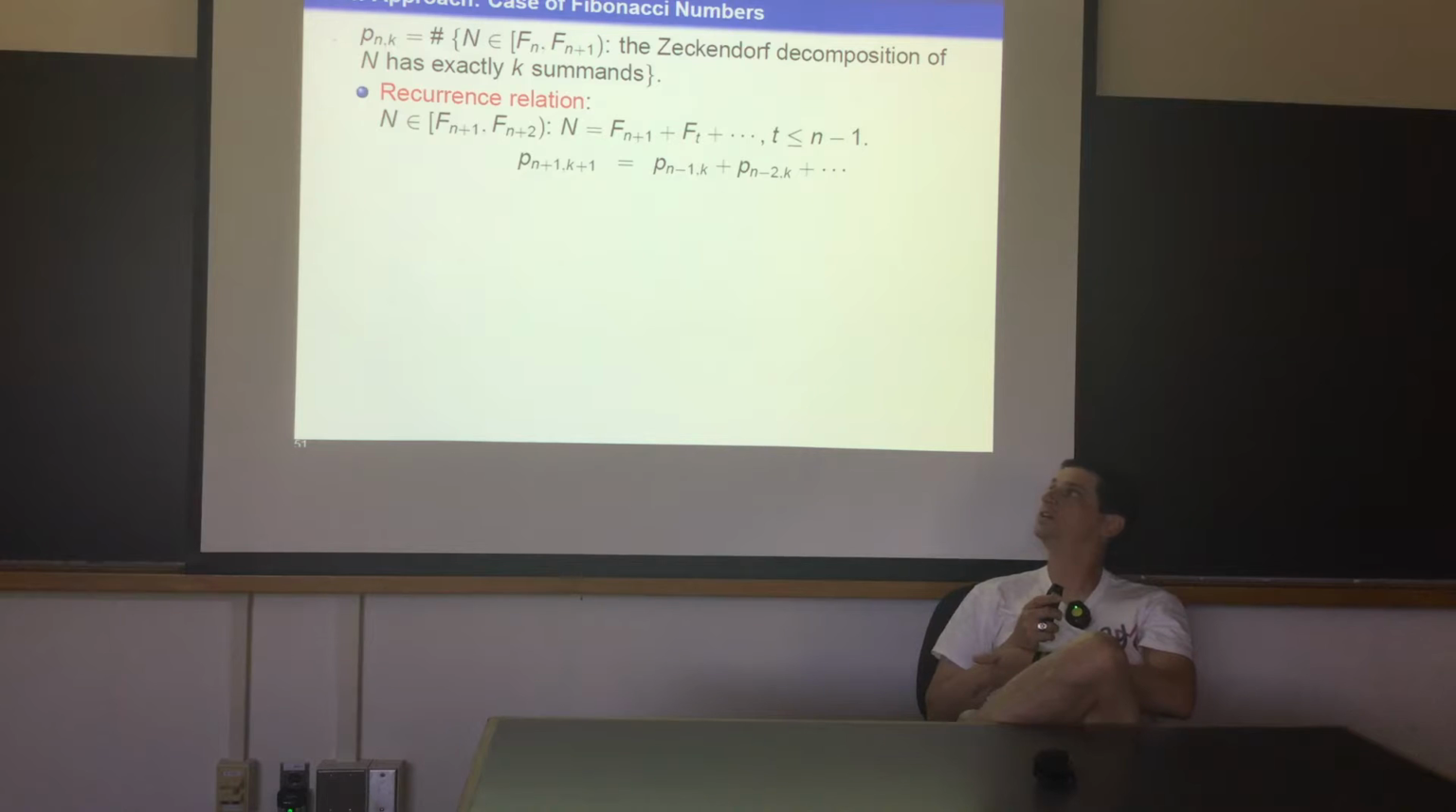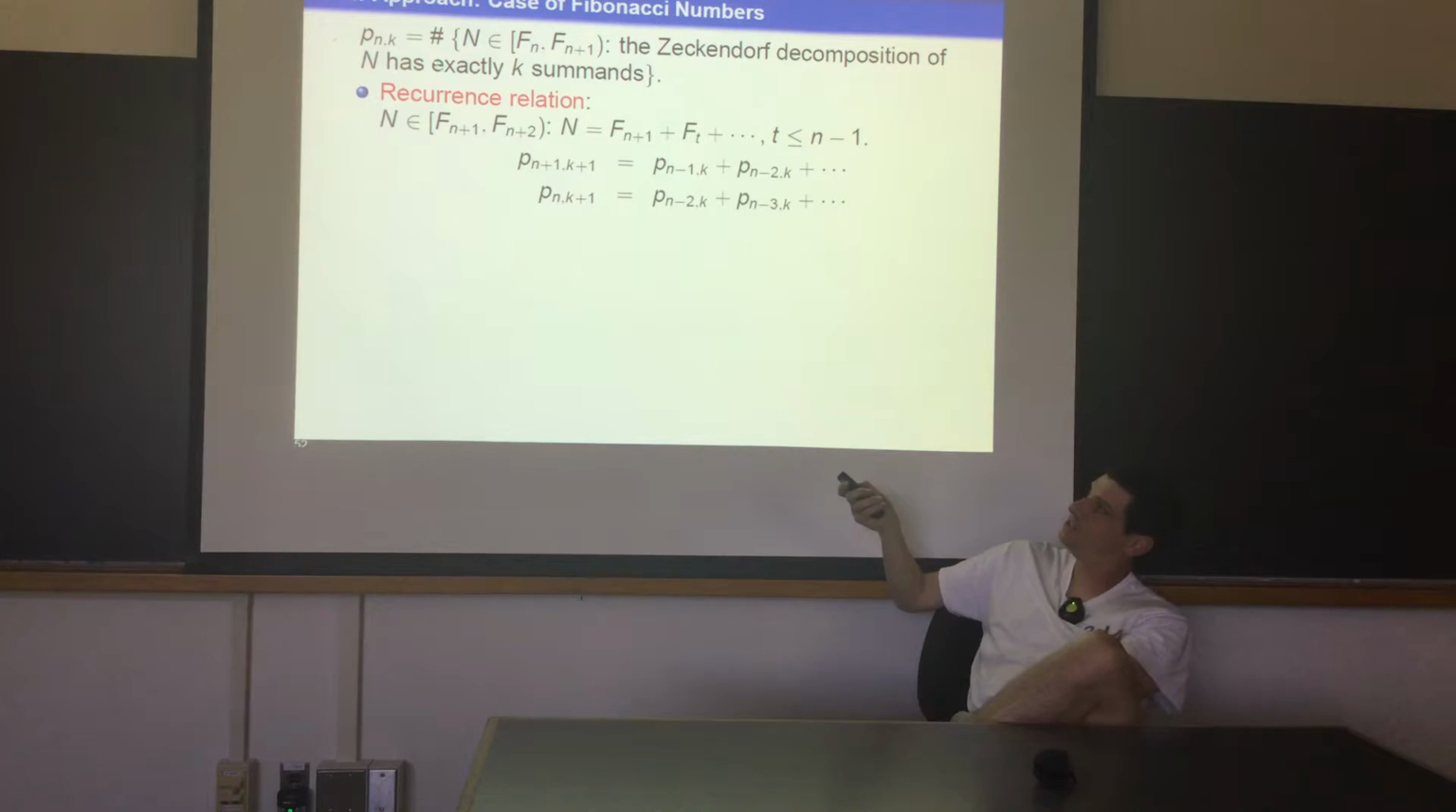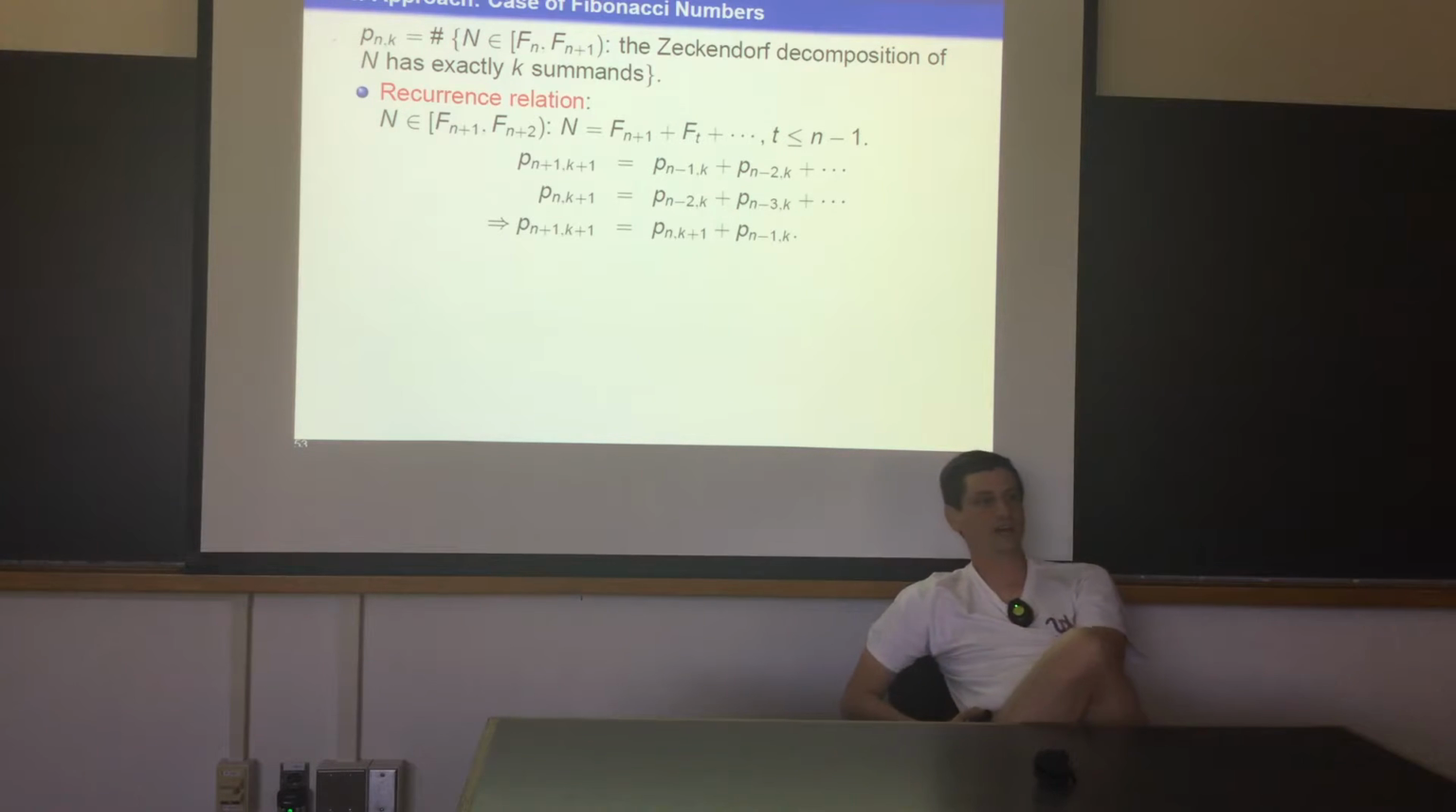So the solution is now, let's calculate how many numbers have exactly k plus 1 summands in the interval [F_n, F_{n+1}). And now it's a telescoping sum and subtract. And all that stuff cancels, and you're left with P_{n+1,k+1} is P_{n,k+1} plus P_{n-1,k}. You now have a recurrence relation of fixed depth.